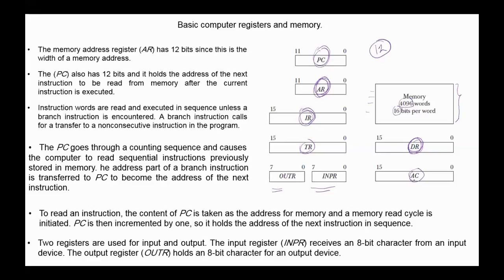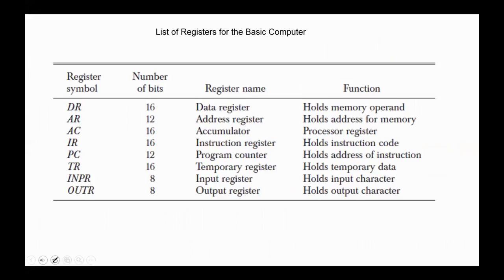The accumulator is a general purpose register where several arithmetic and logic operations can be performed, and it is considered the CPU basic register. The input register is used to receive a character from the input device and later transfer it to the accumulator. The output register is used to hold the character received from the accumulator in order to transfer it to the output device. This is a list of registers for the basic computer.